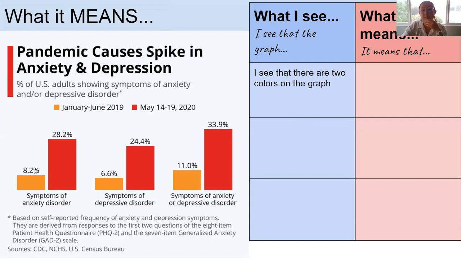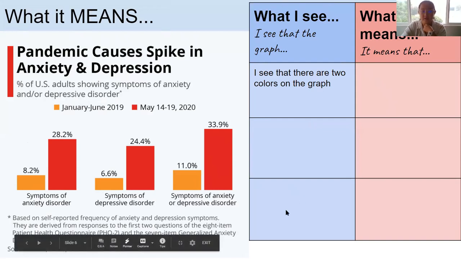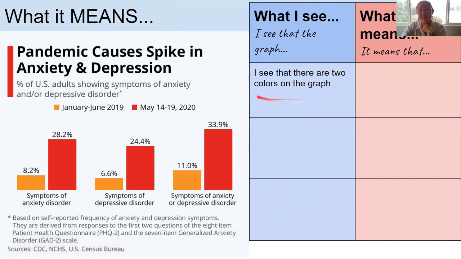So I asked people to write on the Padlet what they see in this graph. So I'm going to talk about a couple of observations that I see on this graph. We'll talk through these examples. It was a little bit more interactive in class, but I'm just going to talk through it here. So the first thing that I see in this graph is I see that there are 2 colors on the graph. Okay, so that's something I see, but what does that mean?